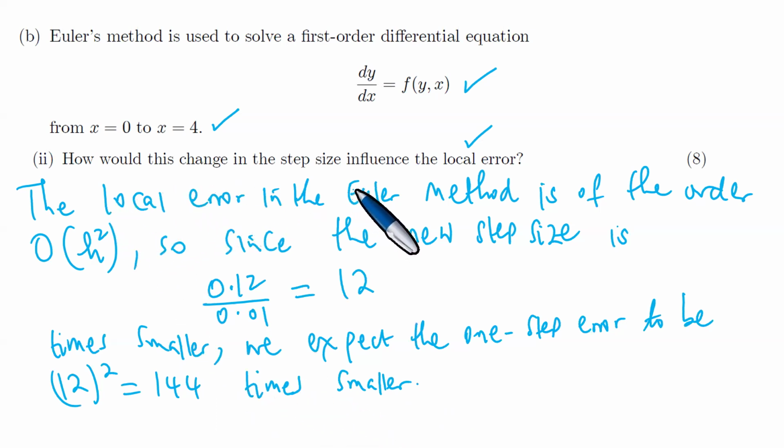How would this change in the step size influence the local error? We had a change in the step size, but how will it influence what we call the local error? The local error in the Euler method is of the order big O of H squared. There's something called the local error that we compute, and we dealt with error 1, error 2. But it is of the order big O of H squared. So since the new step size, according to error 1, error 2, if you divide the two errors, you get 12, the new step size is 12 times smaller. We expect the one-step error to be exactly 12 squared, the square of the new step factor. And it is therefore that we expect the one-step error to be 144 times smaller.